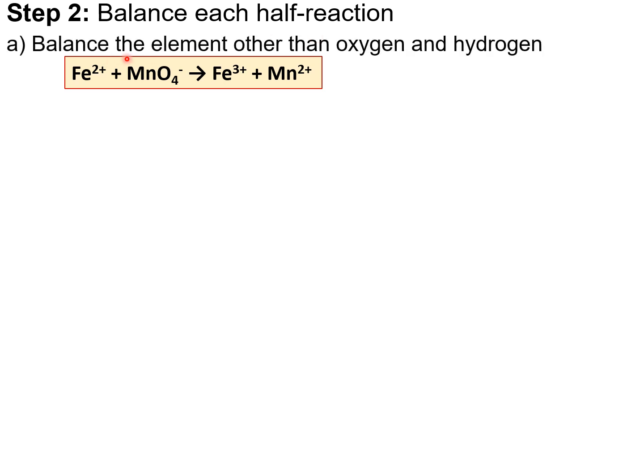So the first one, you balancekan elemen selain daripada oksigen dan hidrogen di kedua-dua half reaction ni. So if you look at the first half reaction equation here, dia tak ada oksigen, so tak ada masalah. Tapi bilangan Fe di bahagian reaktan dengan produk sama. Okay. Yang half reaction equation yang kedua pula, abaikan this oksigen buat sementara waktu. Tapi tengok elemen selain daripada oksigen, which is Mn. So Mn di bahagian reaktan ada satu, bahagian produk pun ada satu.